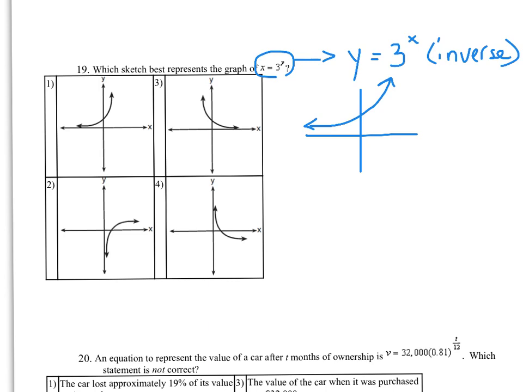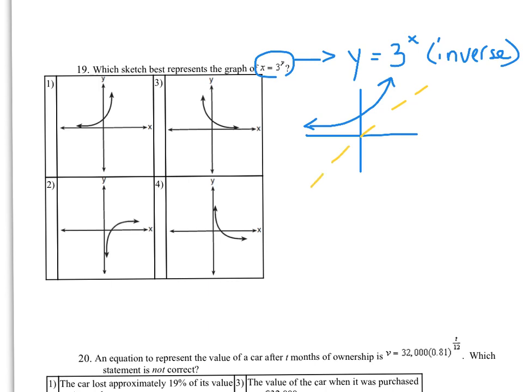Now, remember how I got there, okay? The way that I got there was by taking the inverse of this equation. So I took this equation, I switched the x and the y's around, and that gives me the inverse. So this equation here is y equals 3 to the x. Remember, when you want to find an inverse graph, basically, all you're doing is taking the graph that we have here and reflecting it in the line y equals x.